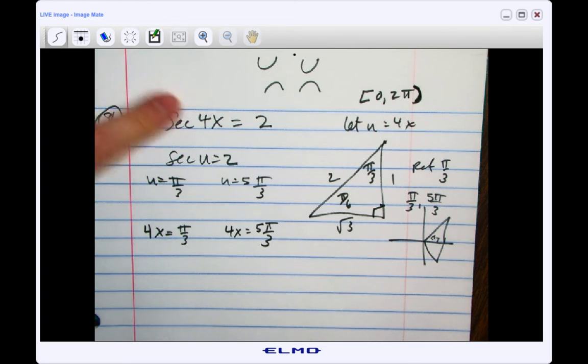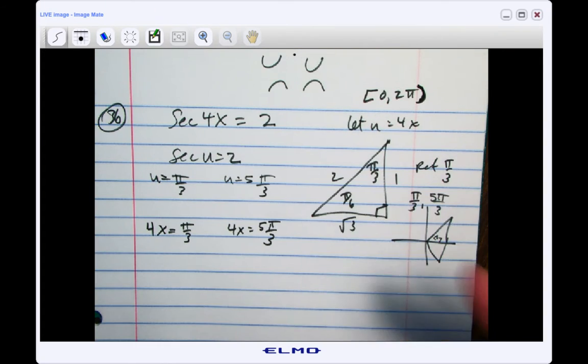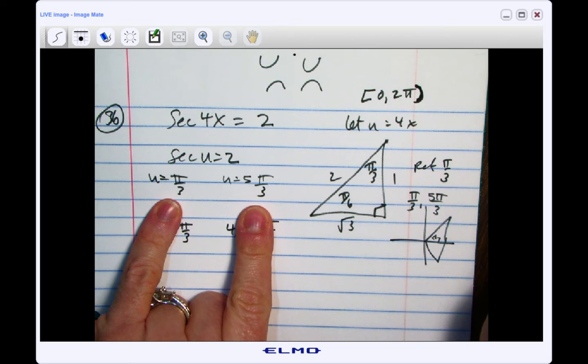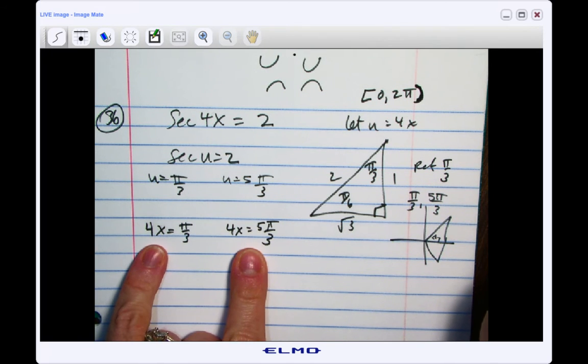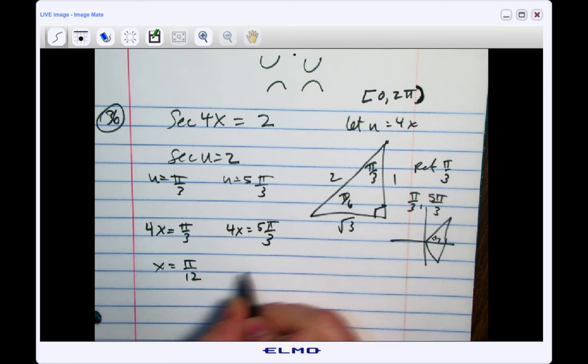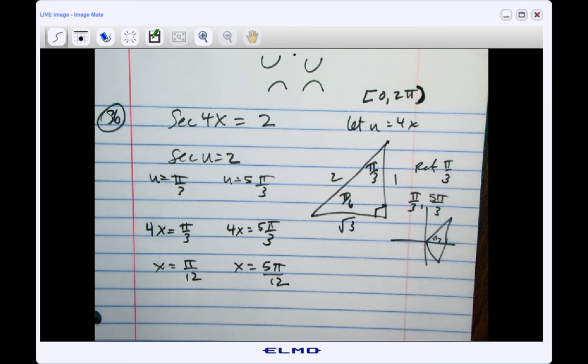So if this is a compression and we're going to have 4 times as many cups, we're actually expecting 4 times as many solutions as we usually have. So if between 0 and 2 pi we usually have 2 solutions, I'm expecting each of these to give me 3 more. I'm expecting 8 solutions overall, like 4 times as many. Okay, so again, we get x is equal to pi over 12, and x is equal to 5 pi over 12.